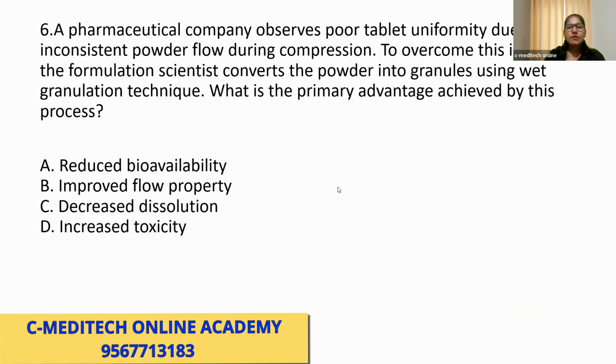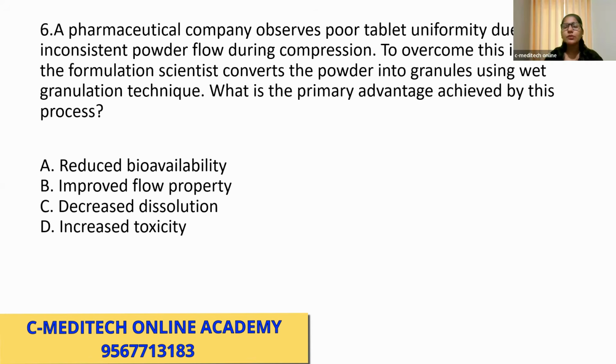And question number 6. A pharmaceutical company observes poor tablet uniformity due to inconsistent powder flow during compression. To overcome these issues, the formulation scientists convert the powder into granules using wet granulation technique. What is the primary advantage achieved by this process? A. Reduced bioavailability, B. Improved flow property, C. Decreased dissolution, D. Increased toxicity.